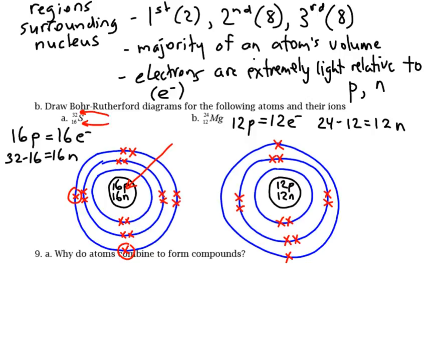For magnesium, similar, we have 12 protons, which is the same as the number of electrons for every atom, and the number of neutrons, again here for this isotope of magnesium, would also be 12. 24 subtract 12, and our 12 electrons are going to load in as 2, 8, and 2 in their third orbit as well.